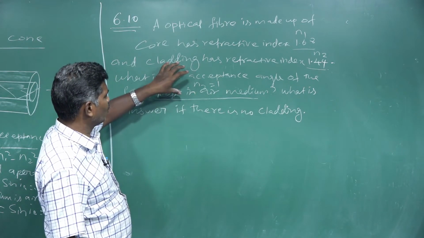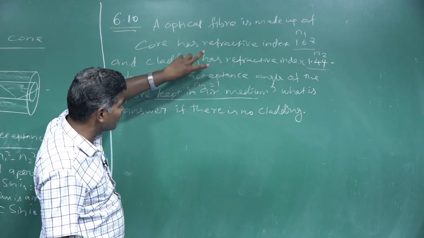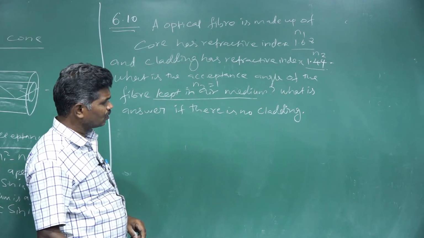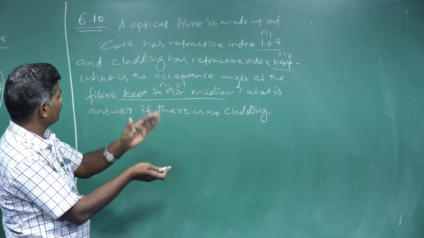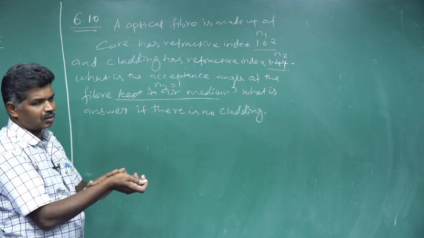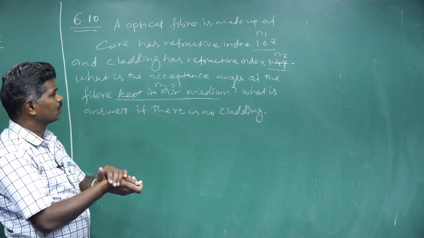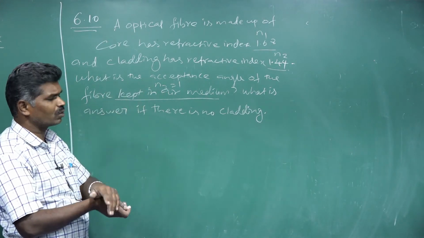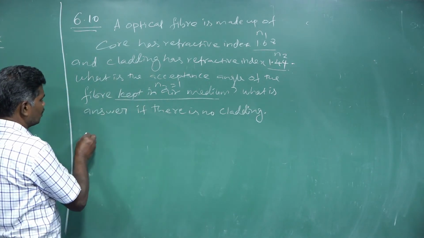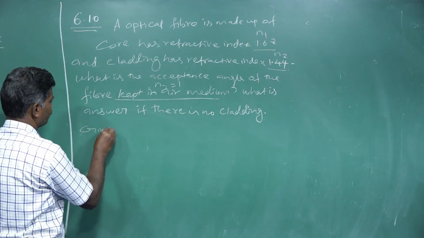So now we are going to see the acceptance angle for this given data. Then separately we will calculate what the answer is if there is no cladding. If there is no cladding, air is going to be considered as the cladding. For the first condition we are going to calculate. Then that is the given data.